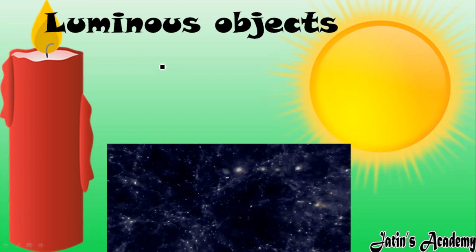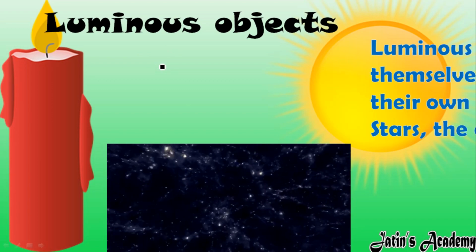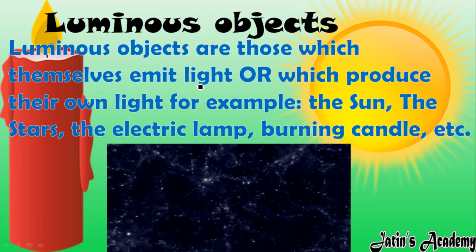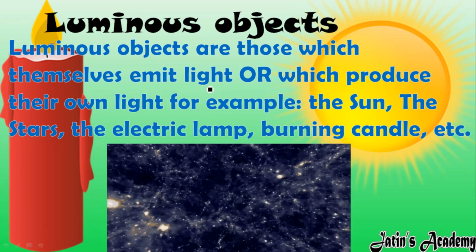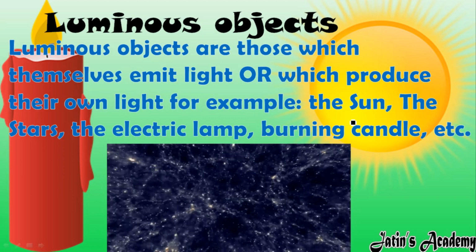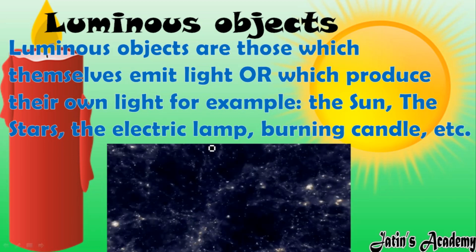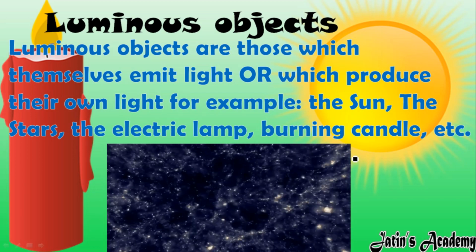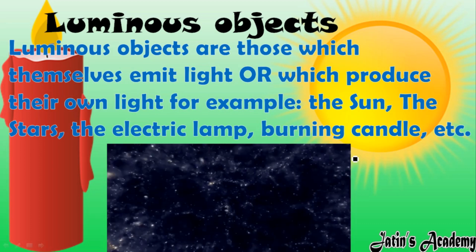So the next topic we are having is luminous objects. What do you mean by luminous objects? Here we are having the definition. Luminous objects are those objects which themselves emit light, or the objects which produce their own light are known as luminous objects. For example, the sun, the stars, an electric lamp, a burning candle. So these objects are emitting their own light, no? So these are known as luminous objects.